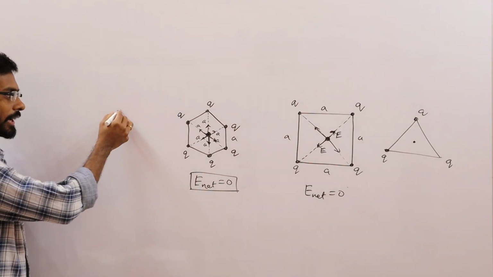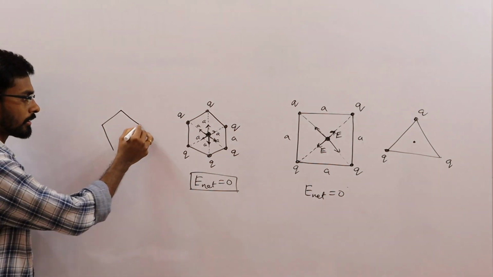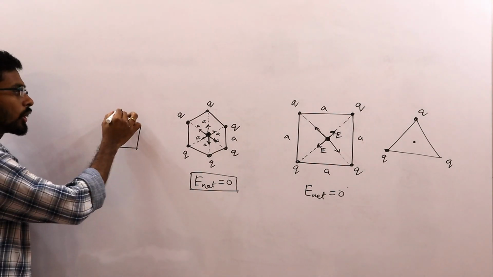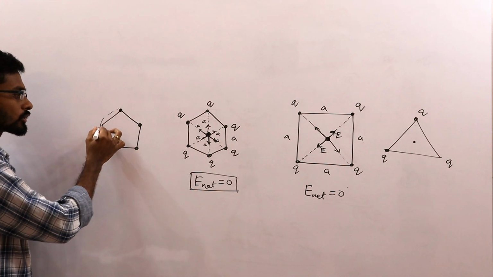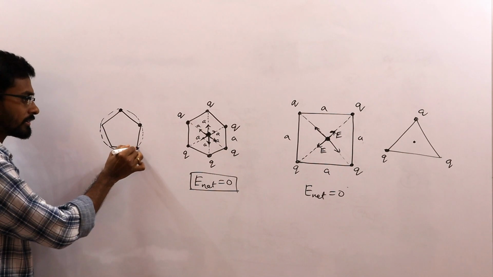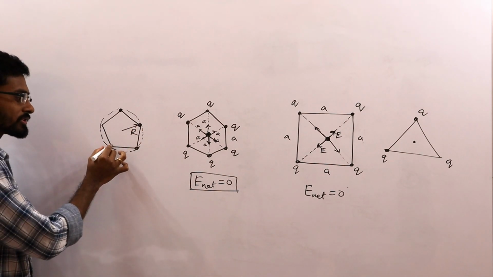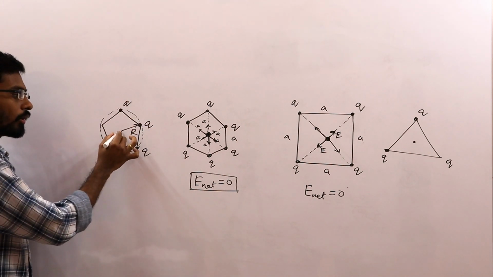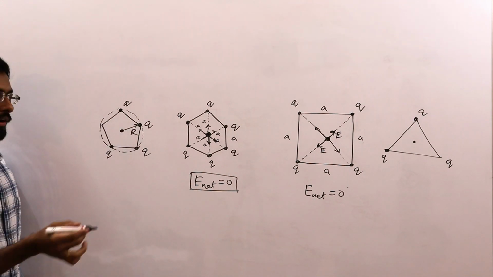Let us consider a regular pentagon. Let us place 4 charges on the vertices. Let us say this is lying on a circle of radius r. Now there are 4 charges Q each on the vertices. Now we have to calculate the electric field at the center. So pause the video and try to solve this question.